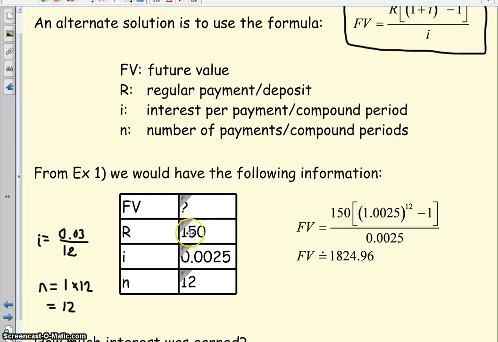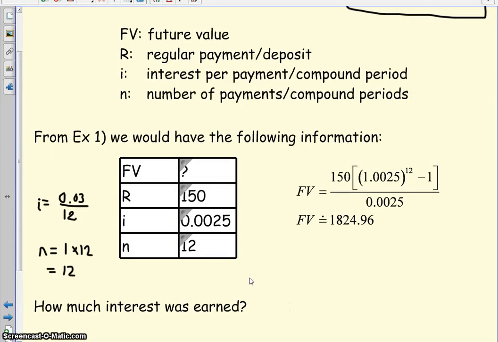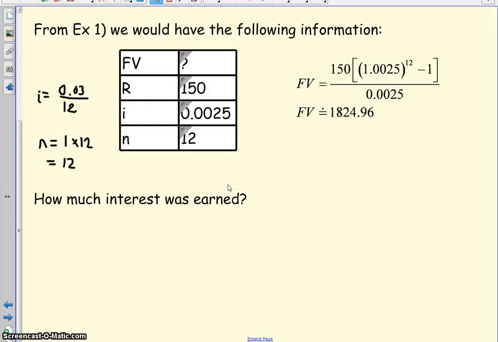Okay, so once we have this problem solved, how much interest was earned? Well, if you think about it, how much money did Jason put into it? He invested $150 12 times, once a month for 12 months. So he invested 12 times $150, which is $1,800. At the end of the 1 year, his entire annuity is worth $1,824.96.